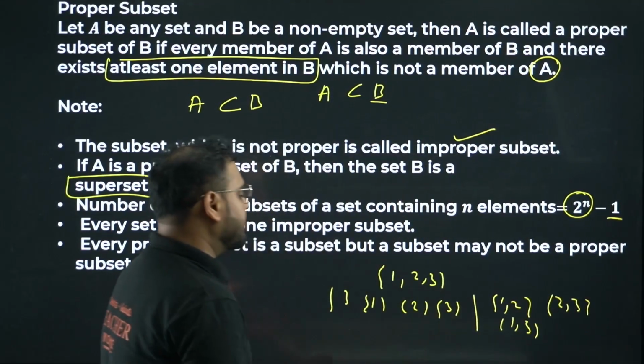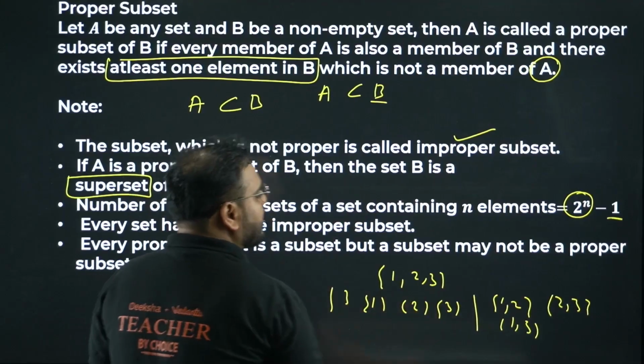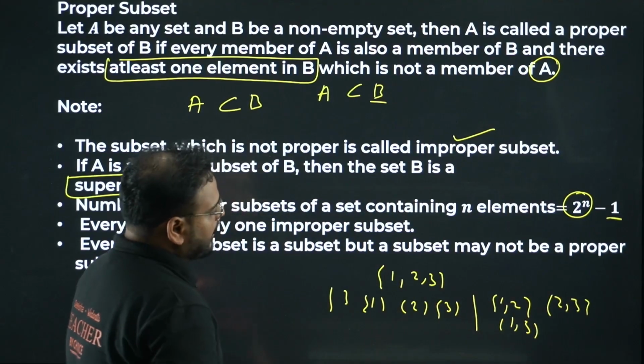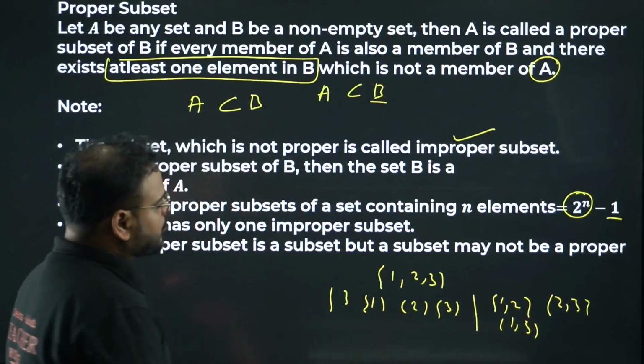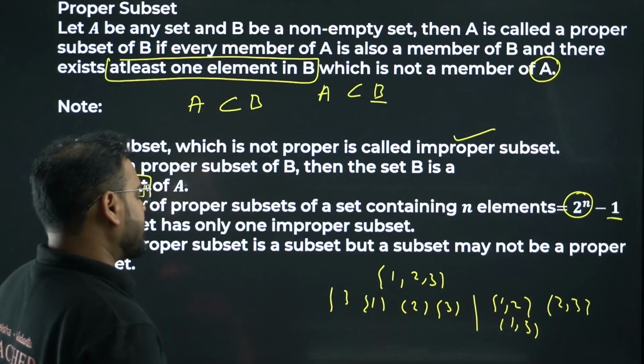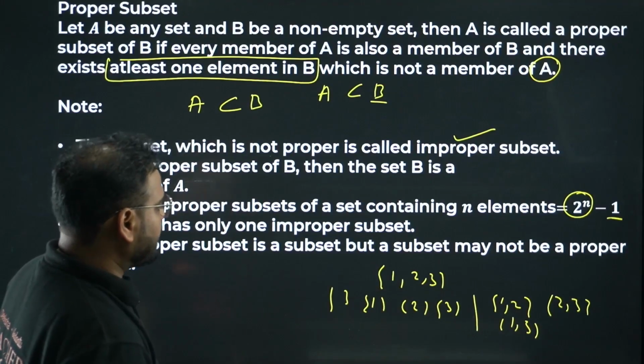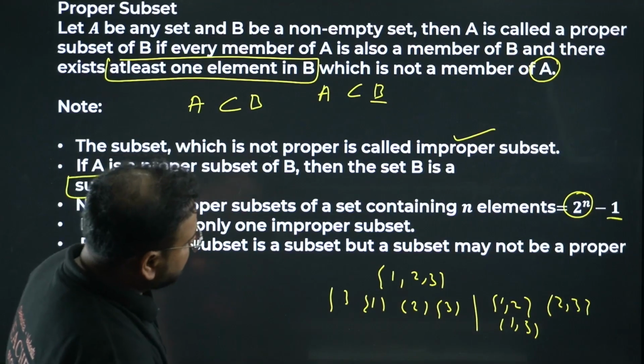How many are there? Please check. I have 1, 2, 3, 4, 5, 6, 7. And what else? {1, 2}, {2, 3}, {1, 3} are there. Anything else possible? Nothing. Can we do anything else? No.